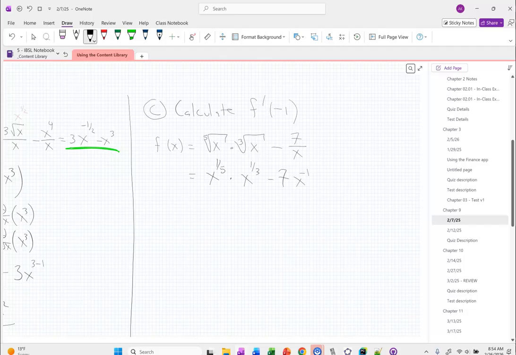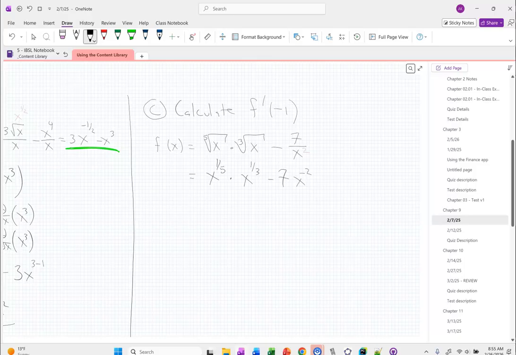Oh, rats. I'll make that 2. Sorry. I don't want to take the derivative of x to the negative 1 because that uses a derivative rule that you guys should know. Sorry about that. So I'm going to make that 2.